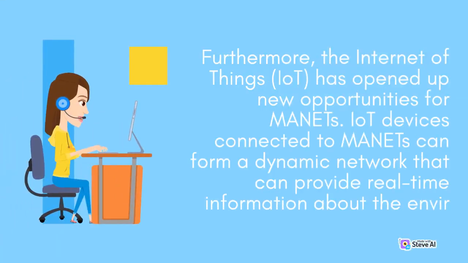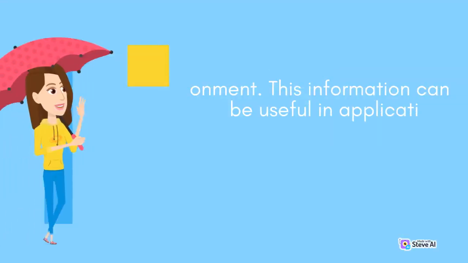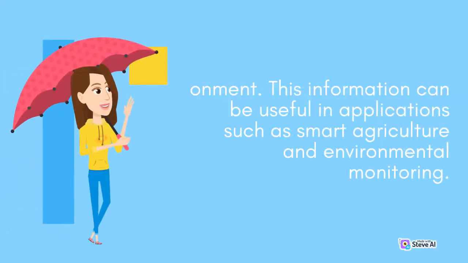Furthermore, the Internet of Things, IoT, has opened up new opportunities for MANETs. IoT devices connected to MANETs can form a dynamic network that can provide real-time information about the environment. This information can be useful in applications such as smart agriculture and environmental monitoring.